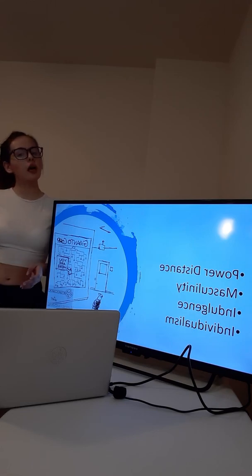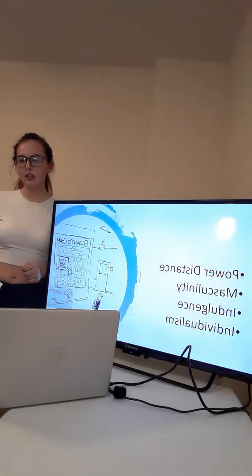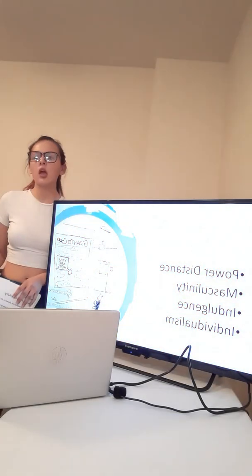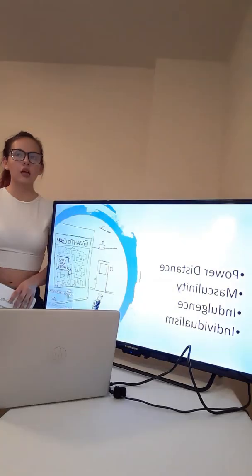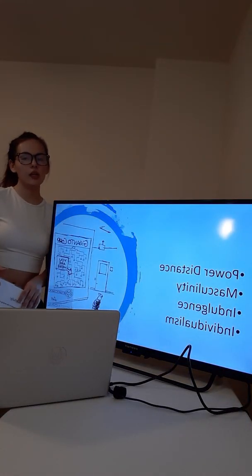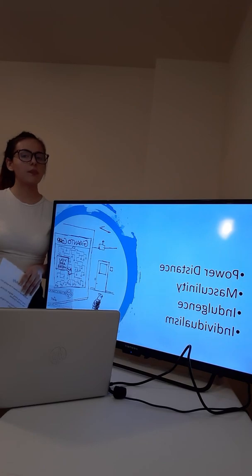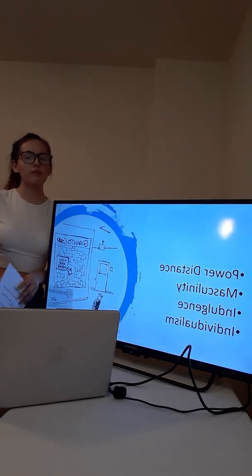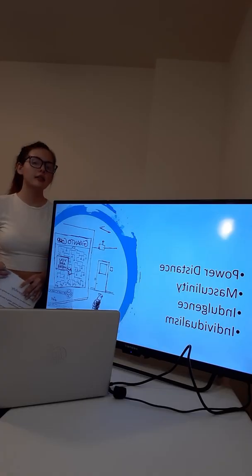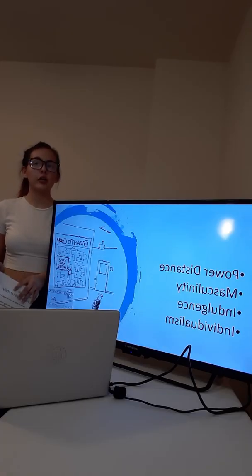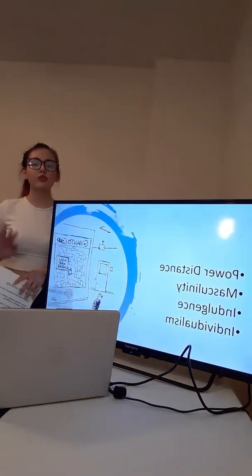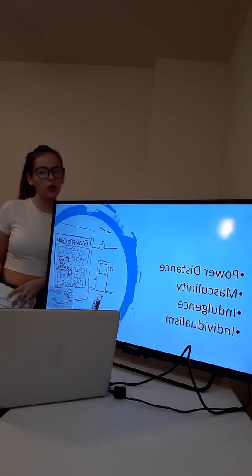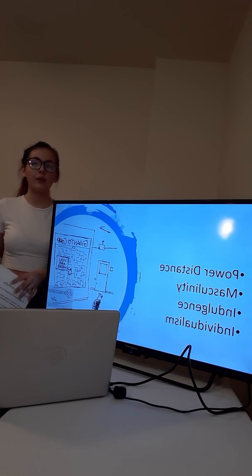So I'm gonna give you guys a brief definition of what those are and an example of why I picked them. I'm gonna start with power distance. So basically that's the degree to which a society accepts that power is gonna be distributed unequally. So this has to do with hierarchy. An example of this is Australia versus Hong Kong. Australia is a really low power distance culture, while Hong Kong is a high power distance culture.